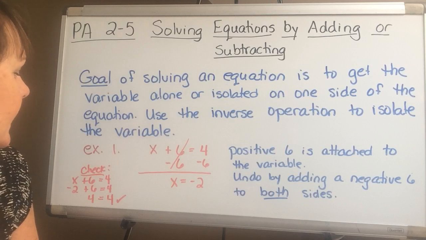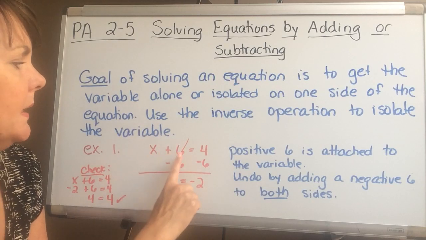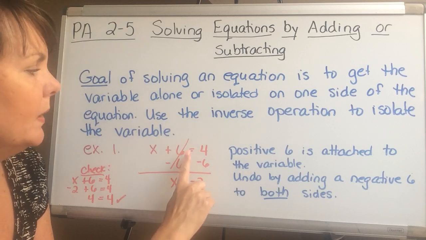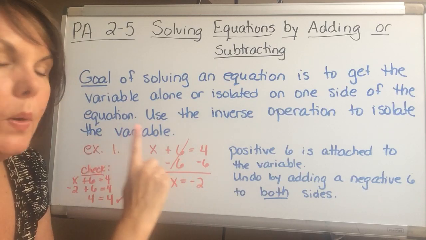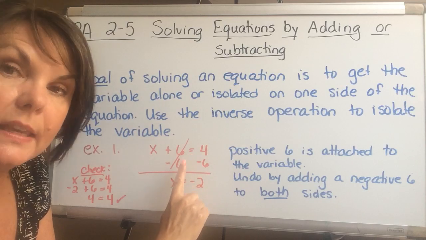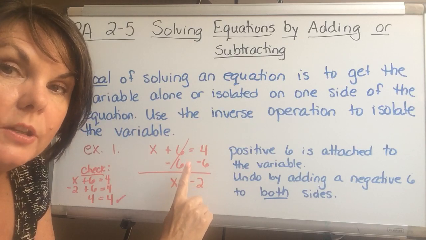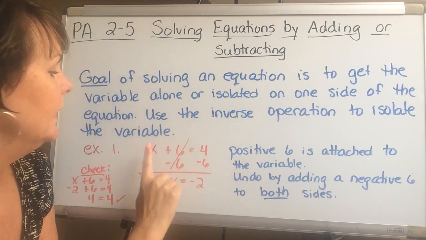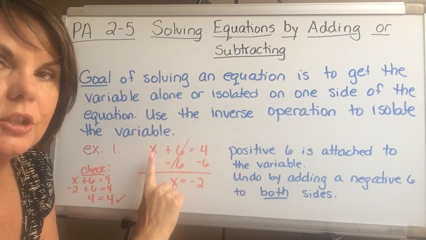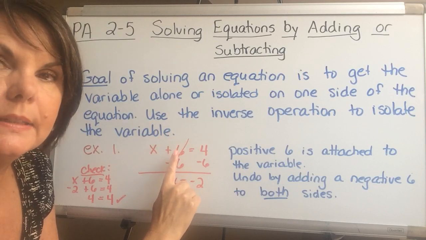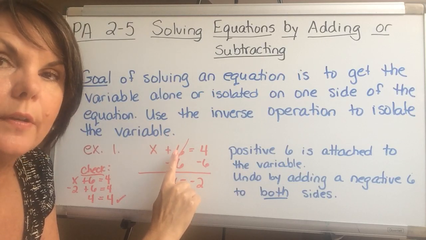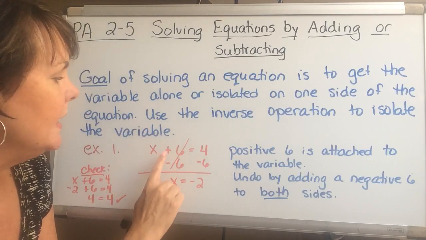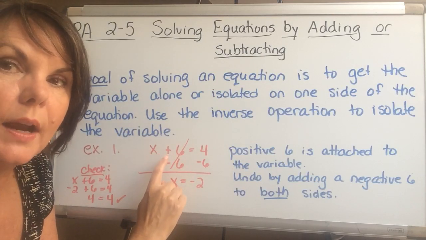So let's take a look at example 1. x plus 6 equals 4. And I'm going to just run through a bunch of things. So when I talk about which side of the equation, I'm referring to the equal sign. The equal sign is what makes it an equation. So which side of the equal sign is the variable on? It's on the left. What is it attached to? A positive 6. The inverse of a positive 6 is a negative 6. So that's what I want you to focus on. This is what we're talking about, addition or subtraction.